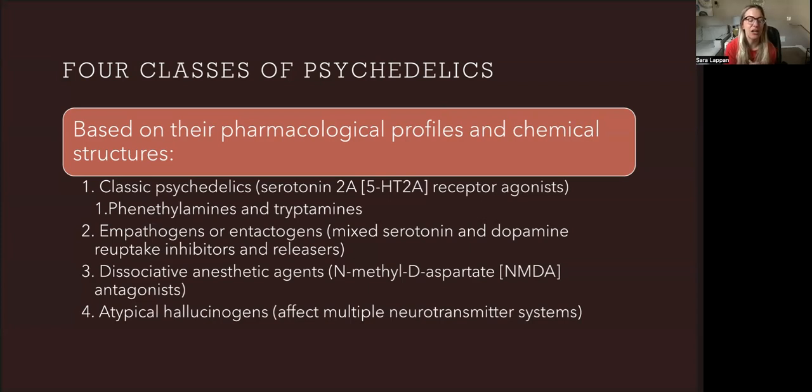Okay, so classic psychedelic here, psilocybin fits here. And then there are entactogens. MDMA fits in this designation. These are mixed serotonin and dopamine reuptake inhibitors and releasers. We talked a lot about that last week, in many ways the complementarity of these two receptor systems. Dissociative anesthetic agents, this is ketamine. And then atypical hallucinogens, which affect multiple neurotransmitter systems. These are things like, to my understanding, MOA, but these atypical hallucinogens are less typically discussed in the literature.